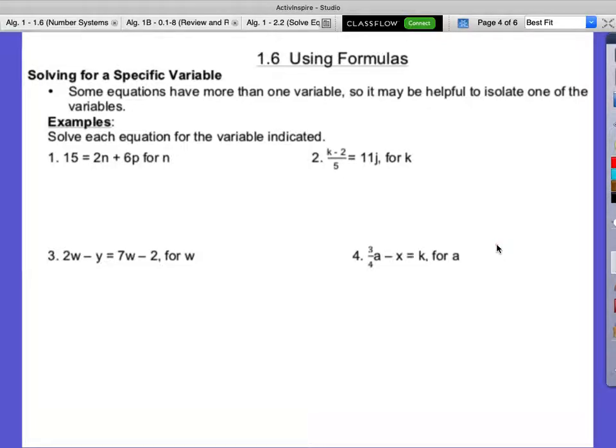If any of you are in chemistry or going to take chemistry at some point, or physics, this is a concept you use in physics and chemistry quite a bit. It's being able to solve an equation for a variable, to manipulate the equation in that way.